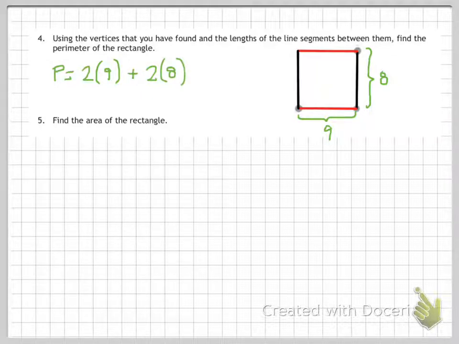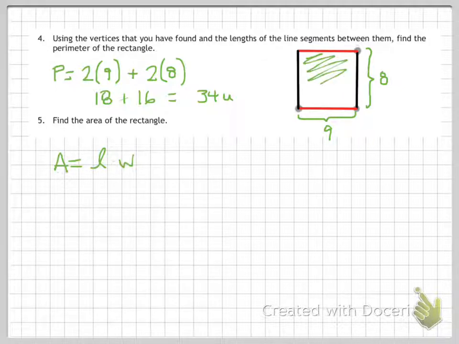That's the distance all the way around. 2 times 9 is 18, plus 2 times 8 is 16. Add those together. The perimeter is 34 units. Okay, and then to find the area, you have to remember that area is equal to length times width, and that's the space inside of here. This is the area, the space inside, and so we would do 9 times 8, which is 72, and those are square units.